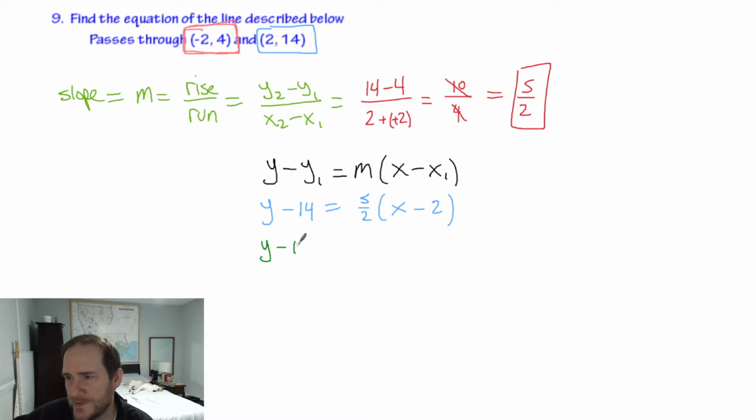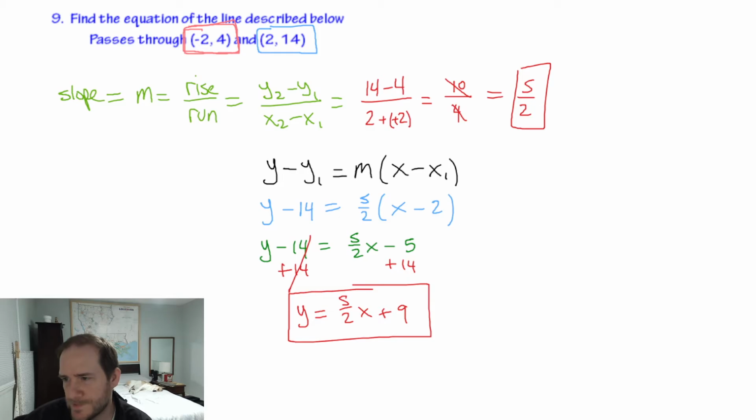This will be y minus 14. Distribute the 5 over 2. This will be 5 over 2x. Then 5 over 2 times 2 will be what? 10 over 2? So 5? Then you're just gonna add the 14 to both sides. That'll cancel. You get a final answer of y equals 5 halves x plus 9. So that's the answer to number 9. And then I think we've only got one more.